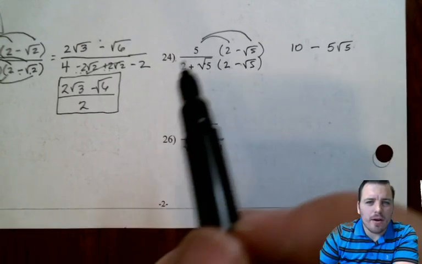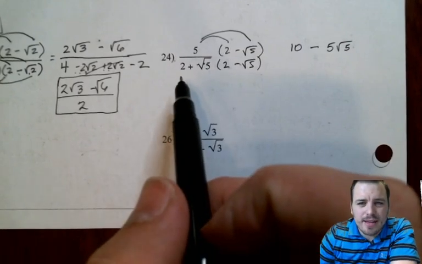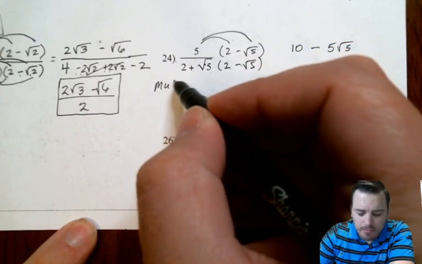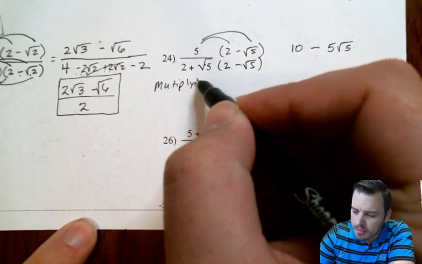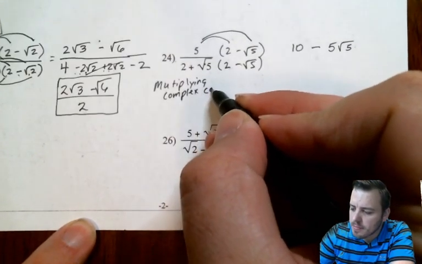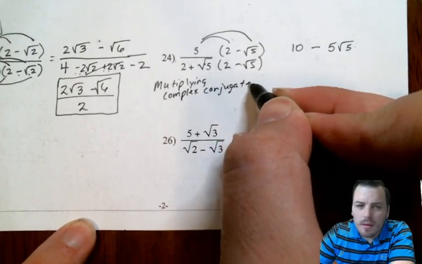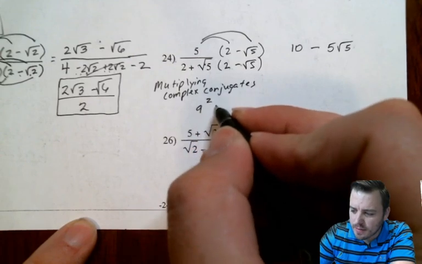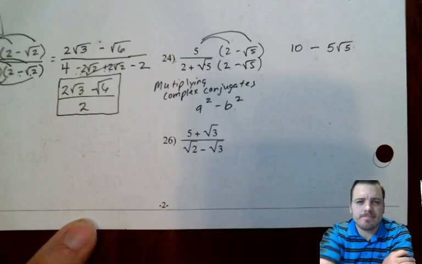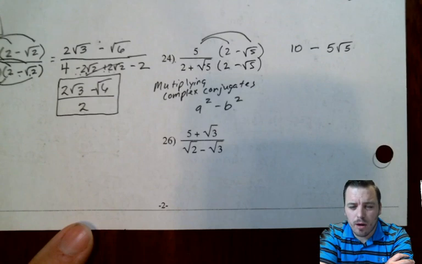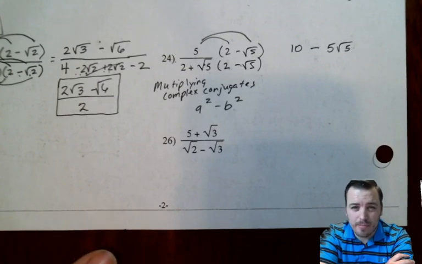Okay, now here's what I wanted to bring you back up with this, guys. Anytime you're multiplying complex conjugates, there's a shortcut, and here's the shortcut. It's a squared minus b squared. So you don't have to FOIL if it's a complex conjugate. You just say whatever a is and minus whatever b is, or a squared minus b squared.